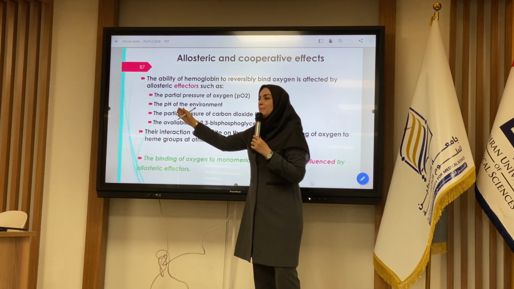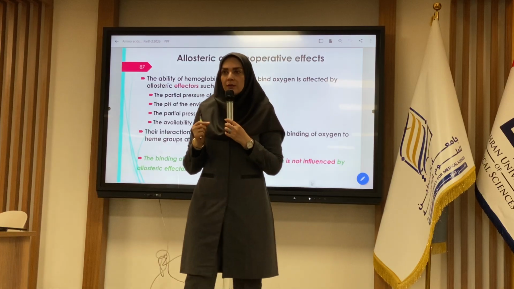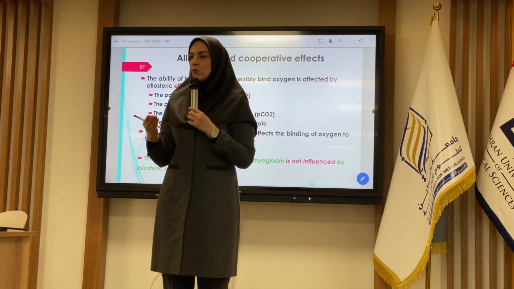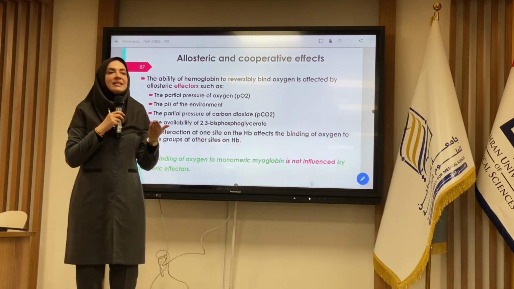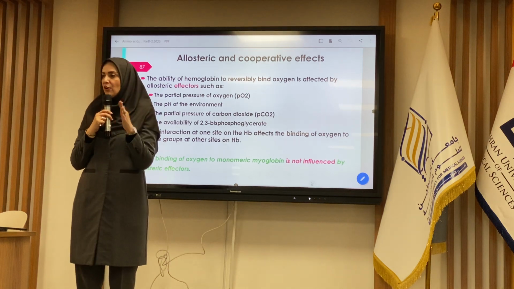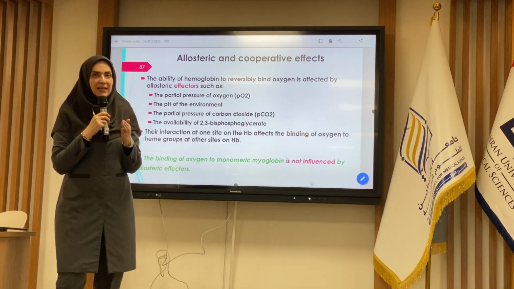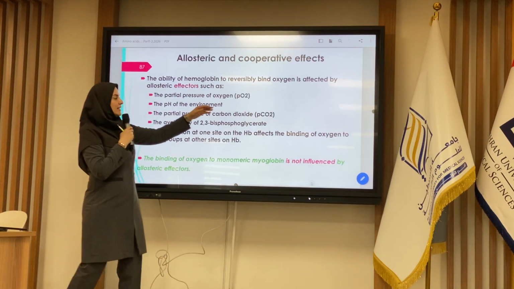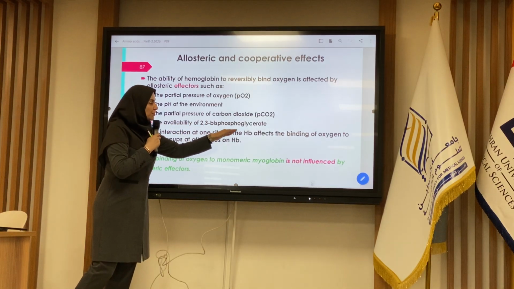The H, that is, pH, is important. These are allosteric effectors, some molecules and some circumstances that can affect the activity of the hemoglobin. This list of items can increase the affinity or decrease the affinity. They can change the affinity of the hemoglobin. Whenever one molecule can affect the affinity, it acts as an effector. One of them is oxygen, another is pH, another is carbon dioxide, and another is 2,3-bisphosphoglycerate.